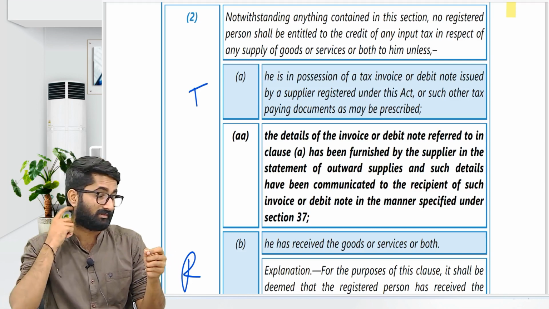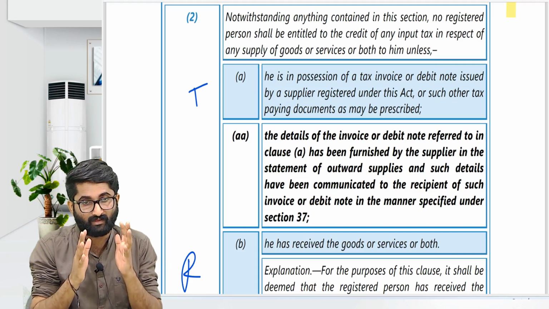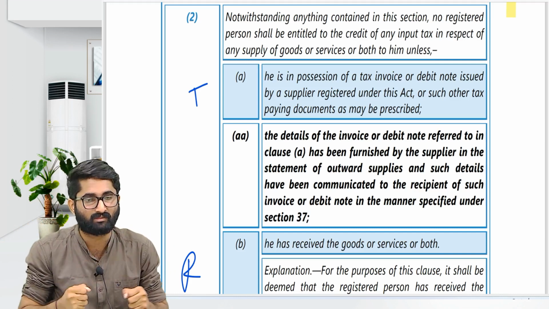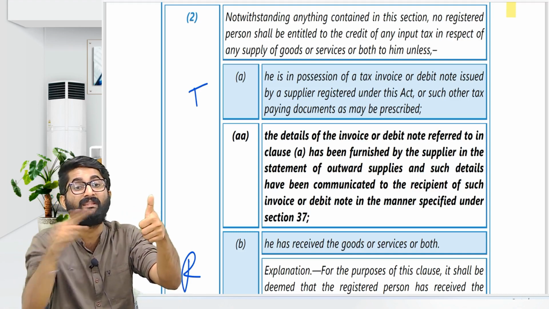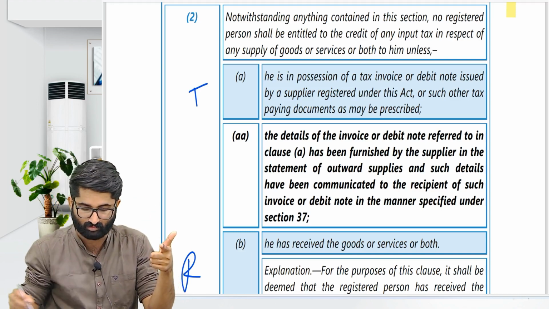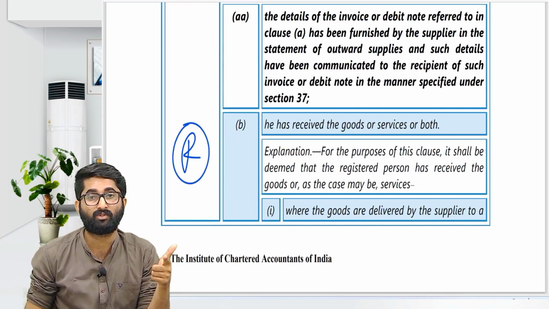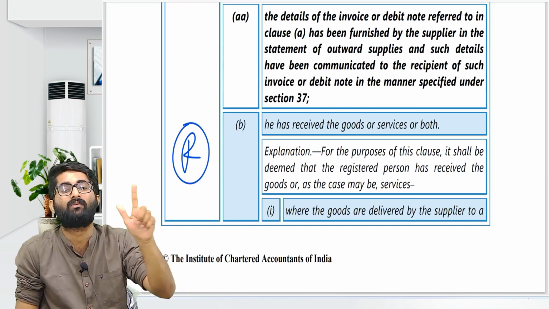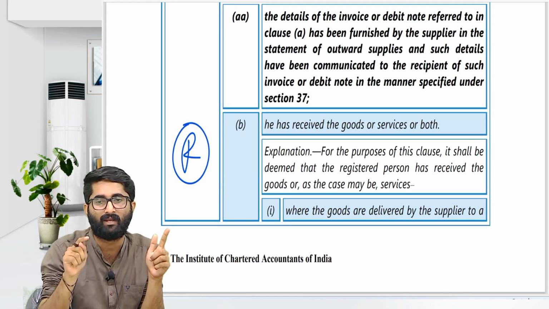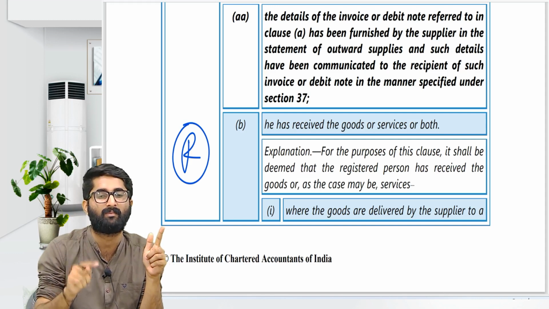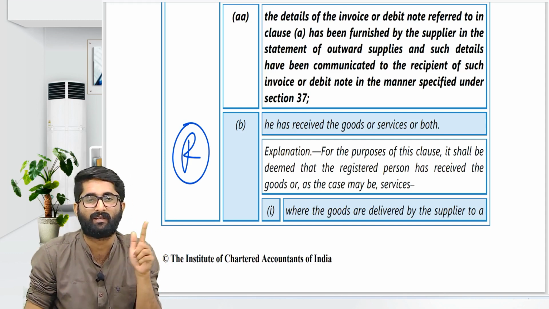You have the goods but you don't have the invoice. They might think that it is smuggled goods. On that you don't get ITC. Tax invoice should be there. With that, you should have received the goods. R is about receiving the goods. Goods should have been received, only then you will get the ITC. If you have only the invoice, will you get ITC? No, you will not get ITC. The government thinks that it is a bogus invoice. For that reason, you will not get the ITC.